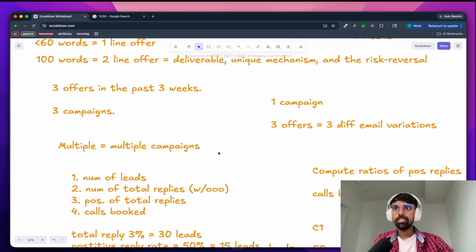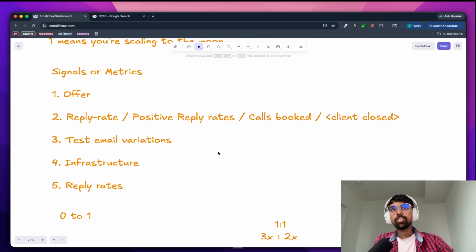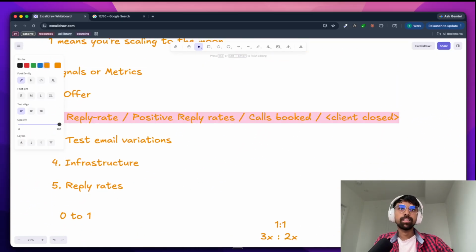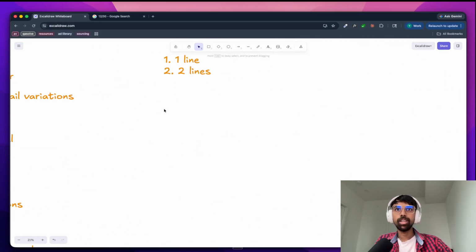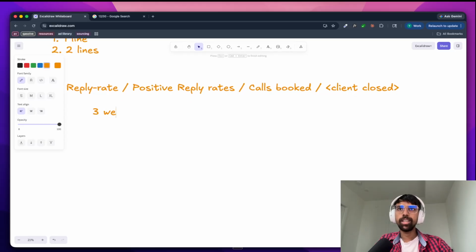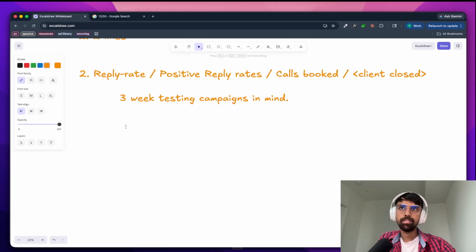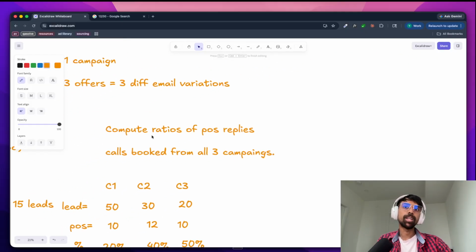Let's move on to the next component of what signal to track. So the next thing is positive reply rates, calls booked, and clients closed. Let's say, keeping our 3-week testing campaigns in mind, we can look at reply rates, positive reply rates, calls booked, clients closed. And I know I'm jumping around a little bit.